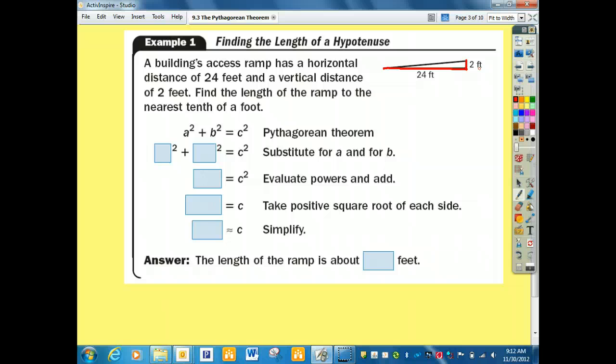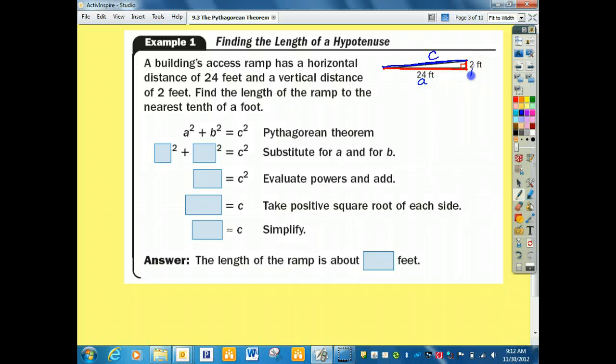So what do we have here in this ramp? We need to label our A, our B, and our C. What one is missing? The C is missing because right here would be my right angle. And opposite the right angle is our hypotenuse, and there is no distance. That's what we're solving for right there, our hypotenuse. And you said that was my letter C. So what are 24 and 2? My legs, good answer. And what letters? A and B.